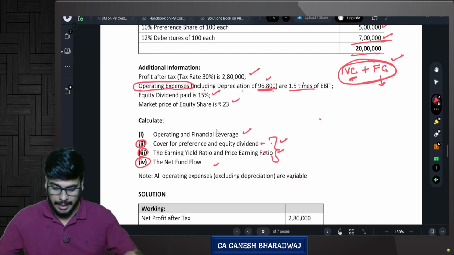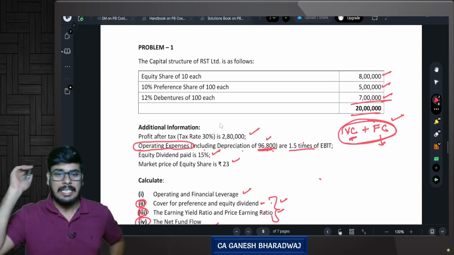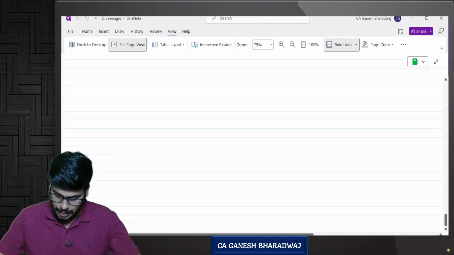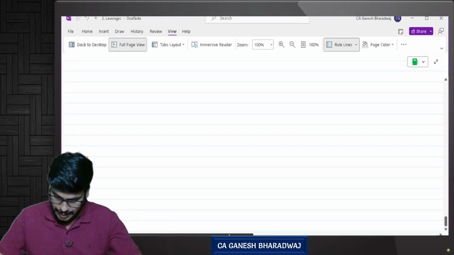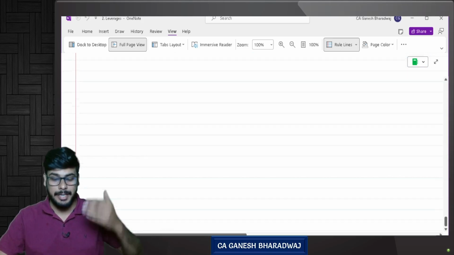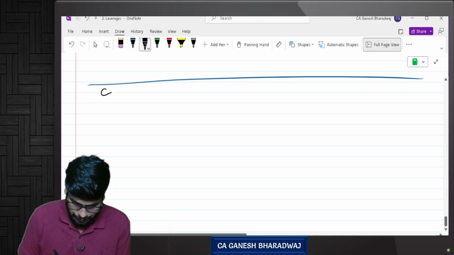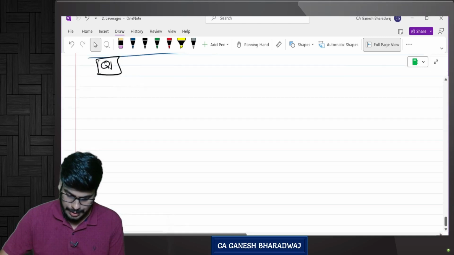So shall we get started? Yes. Now, how do we get started with this? The first thing that you need to do for all these leverage sums is to prepare the profitability statement. So let me just put it here. This is the first question that we're solving in this chapter. So what is the profit statement?